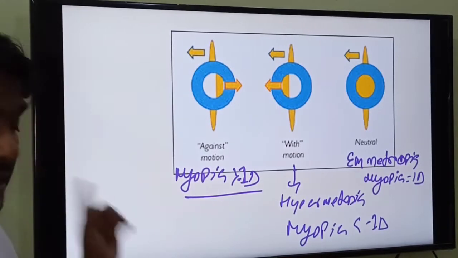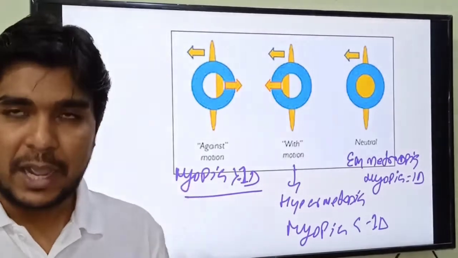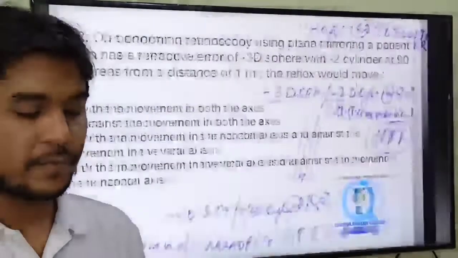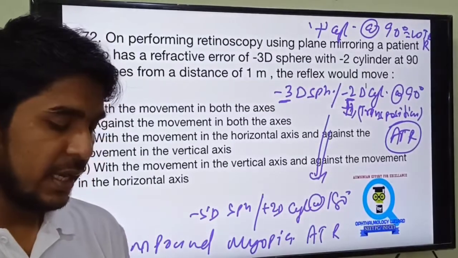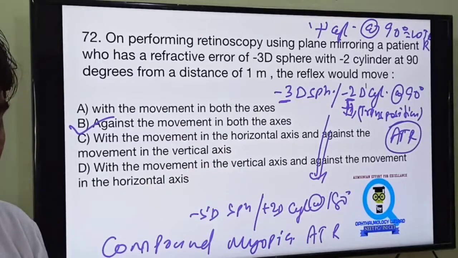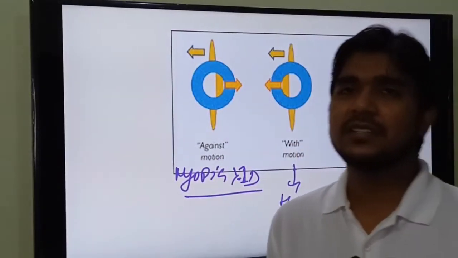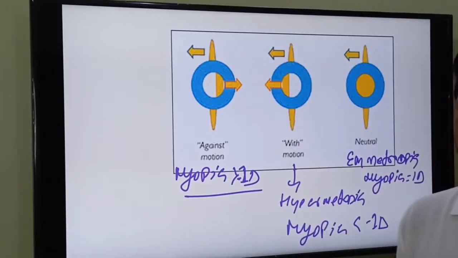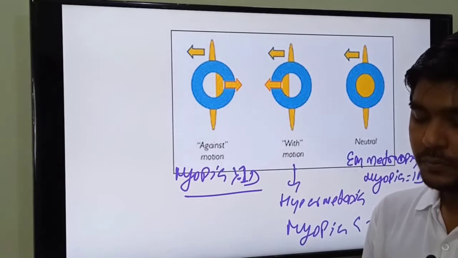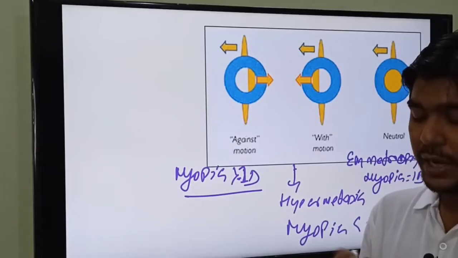Now see, since in the previous question it is compound myopia, obviously it will move against the motion, so our answer will be against the motion. Very simple. Now let me give you one example, one question. I have told you about all these things about retinoscopy. Just remember two to three things about retinoscopy.